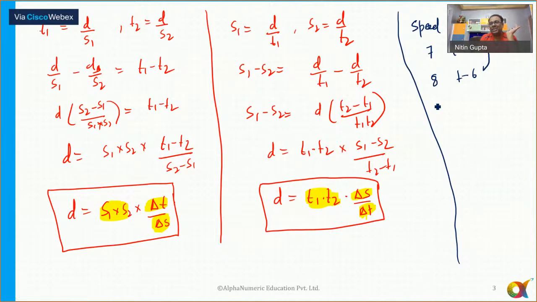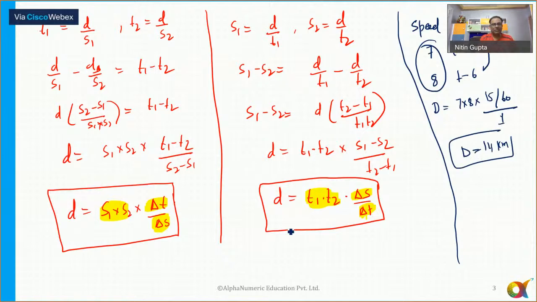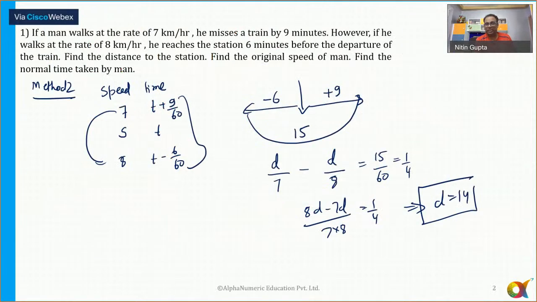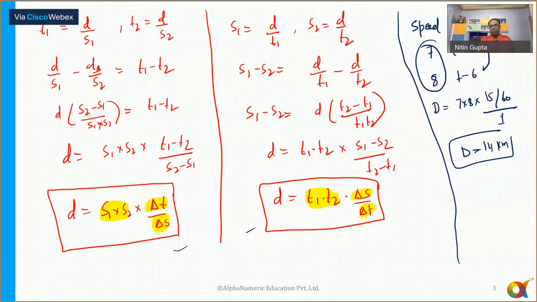So straight away I can say the distance is equal to 7 into 8 into 15 by 60 upon change in speed. What is the change in speed? These two speeds differ by 1. That's it. And the distance is 14 kilometers. So what I have done is simply derive this formula for what we did in method 2, nothing more than that. Now there is another approach also, that is by using the method of ratio and proportion.